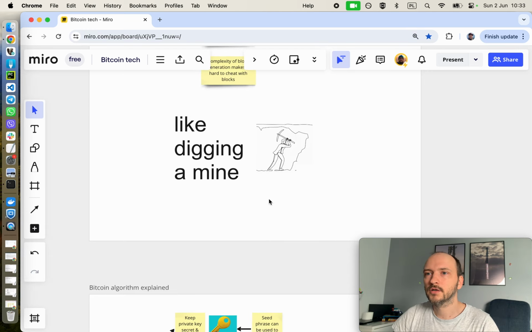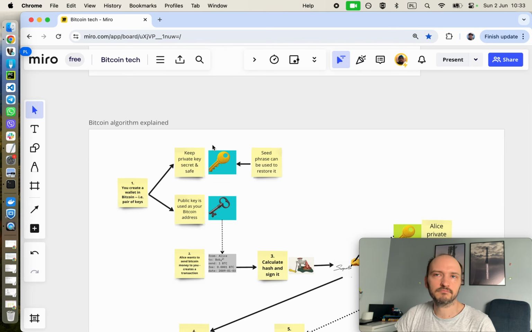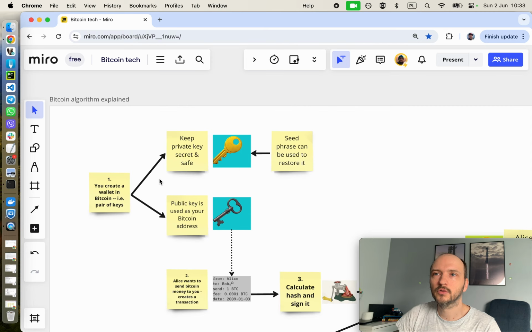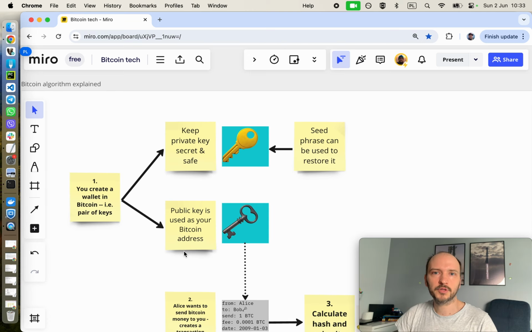Okay. So that's the fourth technology, and now let's look at the entire Bitcoin algorithm, how it works on a high level. It starts with somebody creating a wallet in Bitcoin, and a wallet is basically a pair of keys: a private key, which is kept secret, and a public key, which serves as an address. So a Bitcoin address is just the public key of a person.